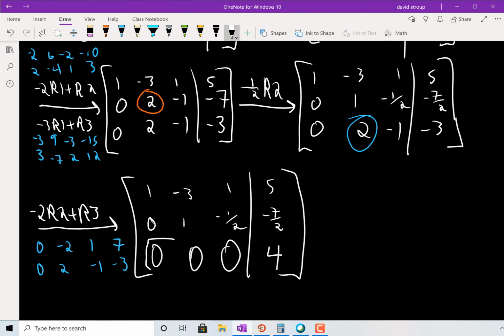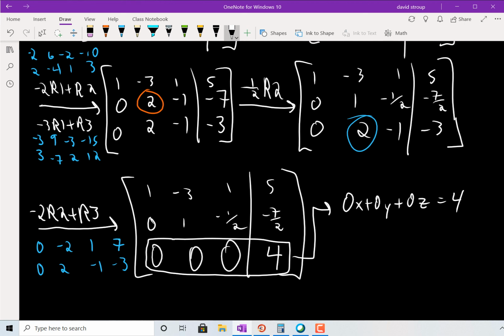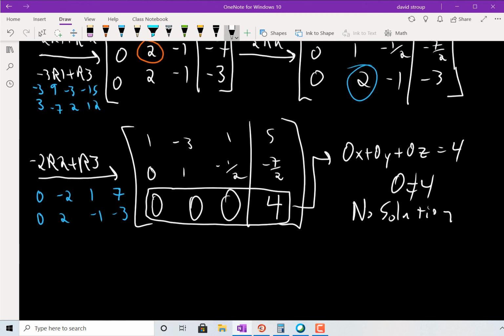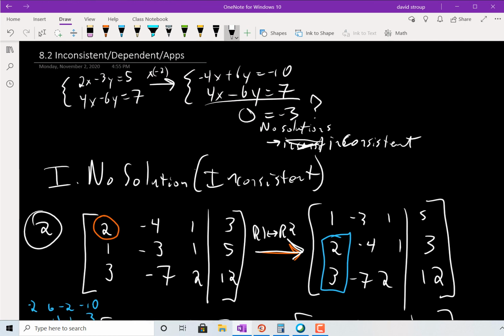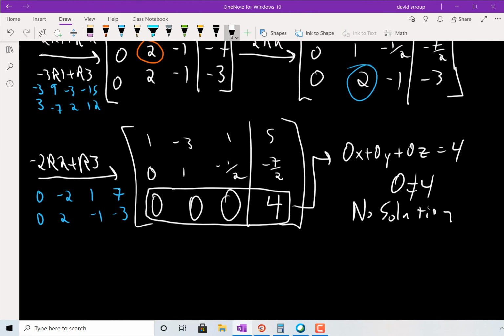This thing, if you were to reinterpret it as an equation, well, what would that say to us? So I'd say 0x plus 0y plus 0z equals 4. In other words, they're trying to tell you that 0 is equal to 4, which we know is not true. So that's a false statement. So there's no solutions. That's the no solution occurrence in the context of matrices. Okay. So when you're working with variables and equations, you would get something like 5 equals 3 or 0 equals -3, like we got in our example here. In the matrix, this is what it looks like. Okay, so no solutions or inconsistent.